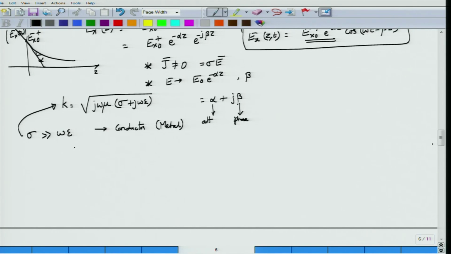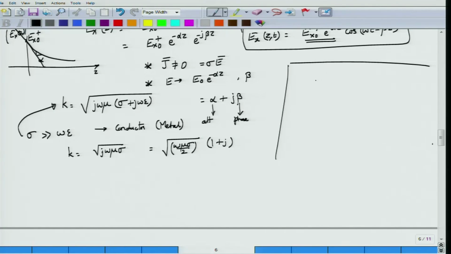into this expression for K, you will see that K is equal to square root of j omega mu sigma. This can be rewritten, by taking the square root of j, as square root of omega mu sigma by 2. This square root actually covers everything, and then there is 1 plus j. If you are not convinced with this one, you can take a couple of seconds to convince yourself.